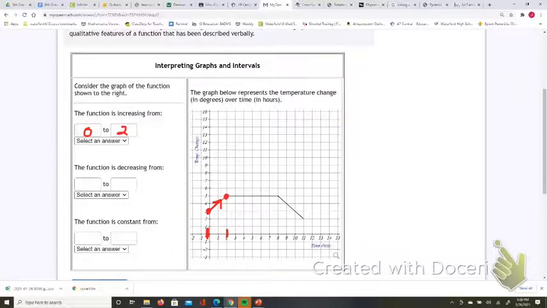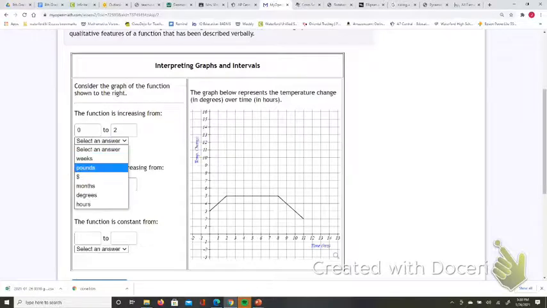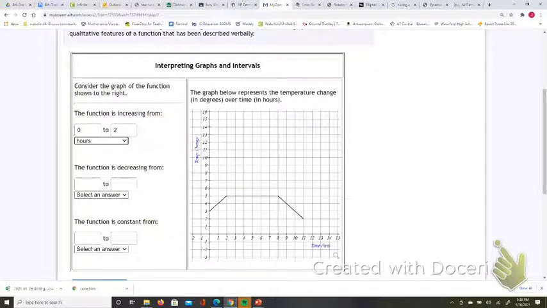Okay, so from 0 to 2 hours, so not minutes, hours. The function is increasing from 0 to 2 hours.